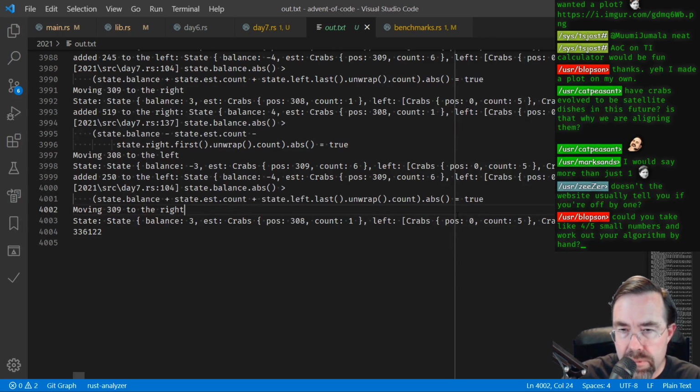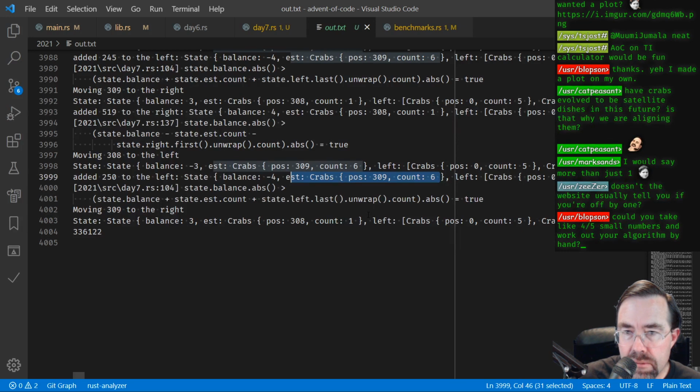So the middle is there's one crab. To the left there are 4 more to the left than there are to the right. So it seems like we want to move something to the right. But when we do, we're moving a large group of 6, which is wrong, right?